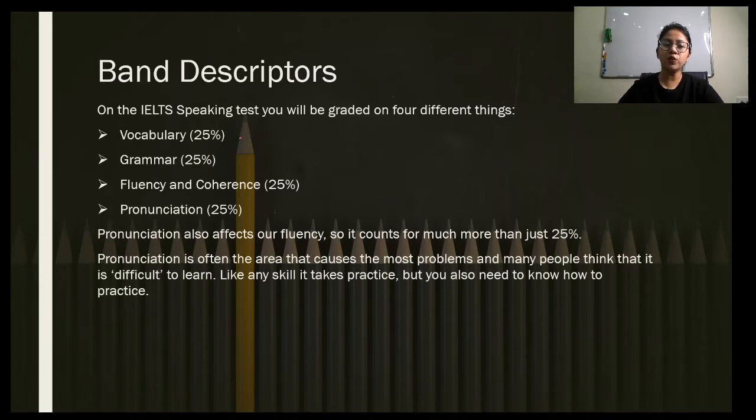So, we've got vocabulary, grammar, fluency and coherence, and pronunciation. So, these are the four categories on the basis of which you will be marked, and the examiner is accordingly going to score you. So, it's very important to know that vocabulary or the lexical resource consists of 25% of the total marks.